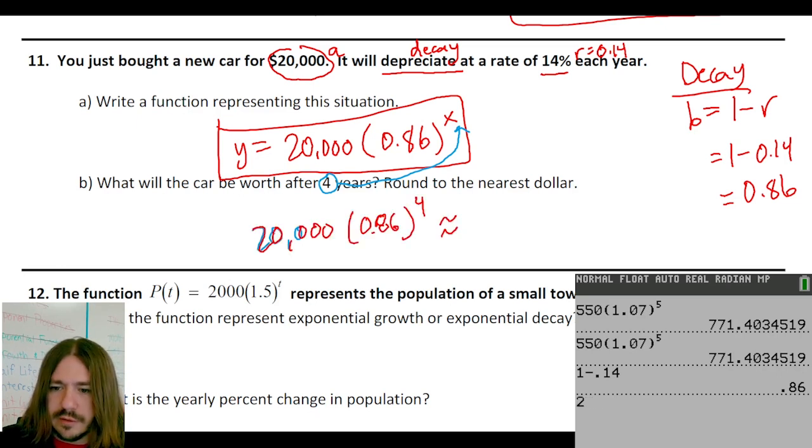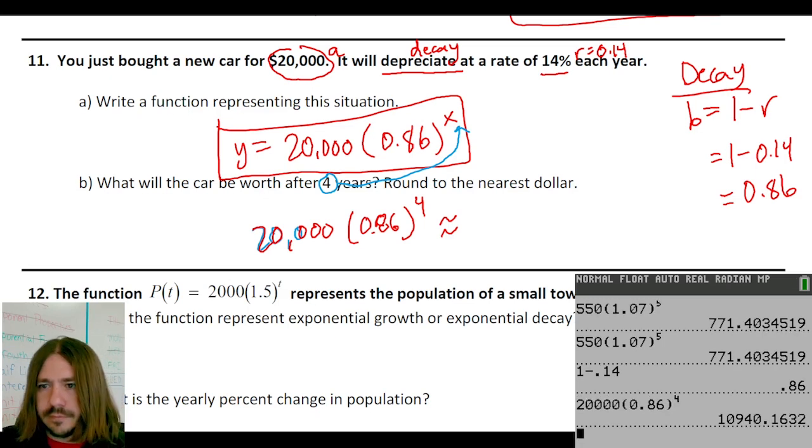So 20,000 times 0.86 to the power of 4. And I get approximately $10,940. And so that will be our answer for part B.